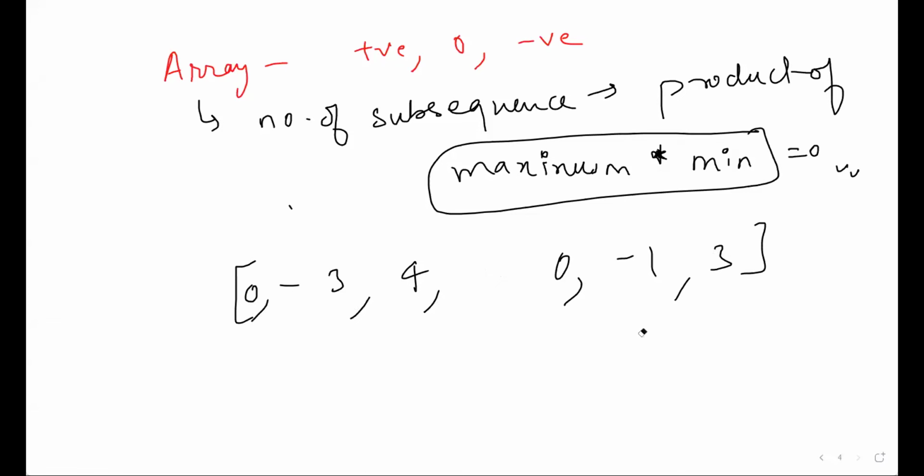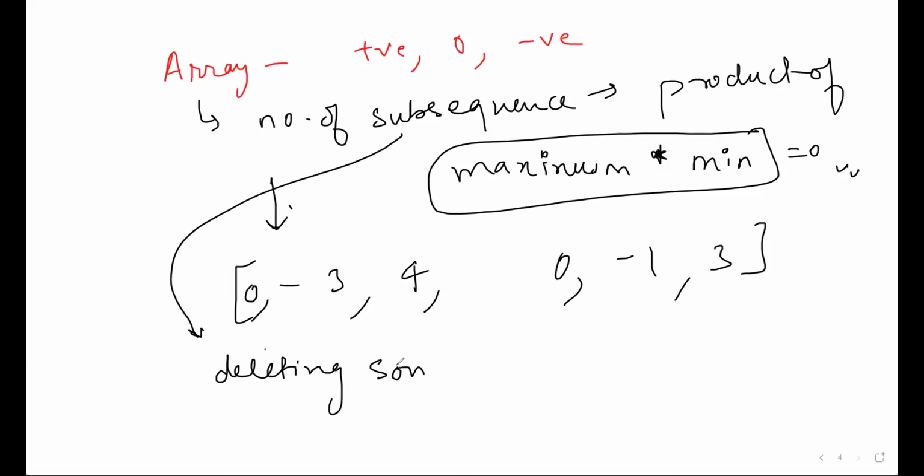Okay, so we have six elements in our array: 0, minus 3, 4, 0, minus 1, 3. You have to tell me for this array how many such subsequences are possible. For those who don't know, we can get a subsequence by deleting some elements of the array without changing the order.